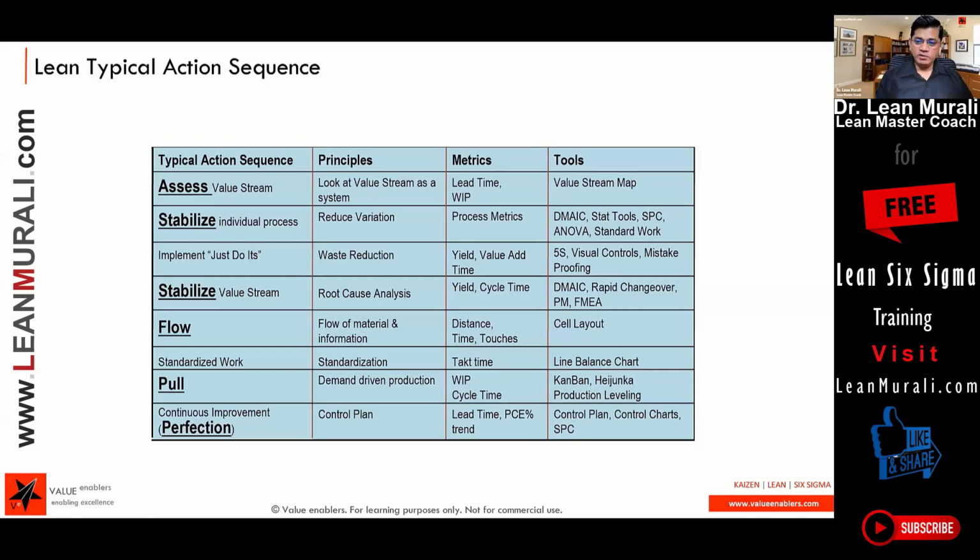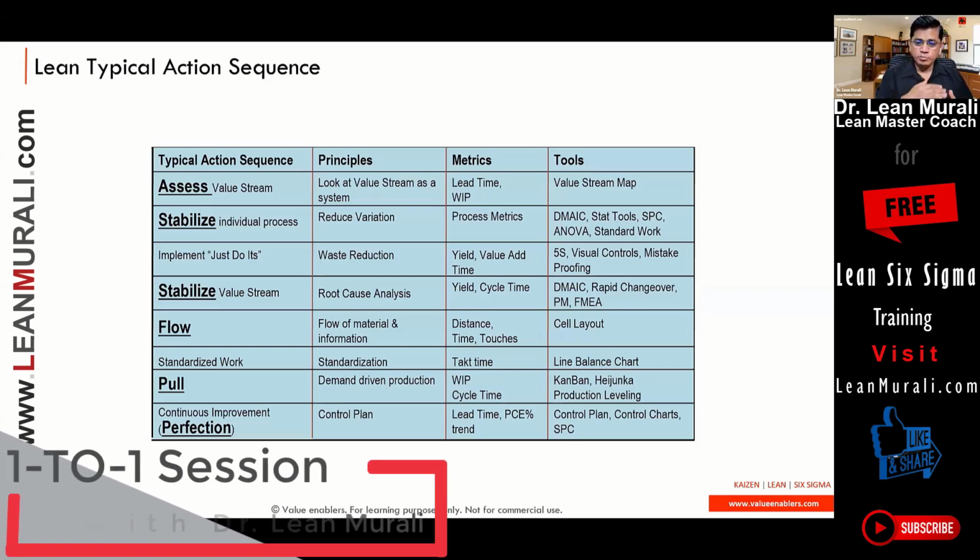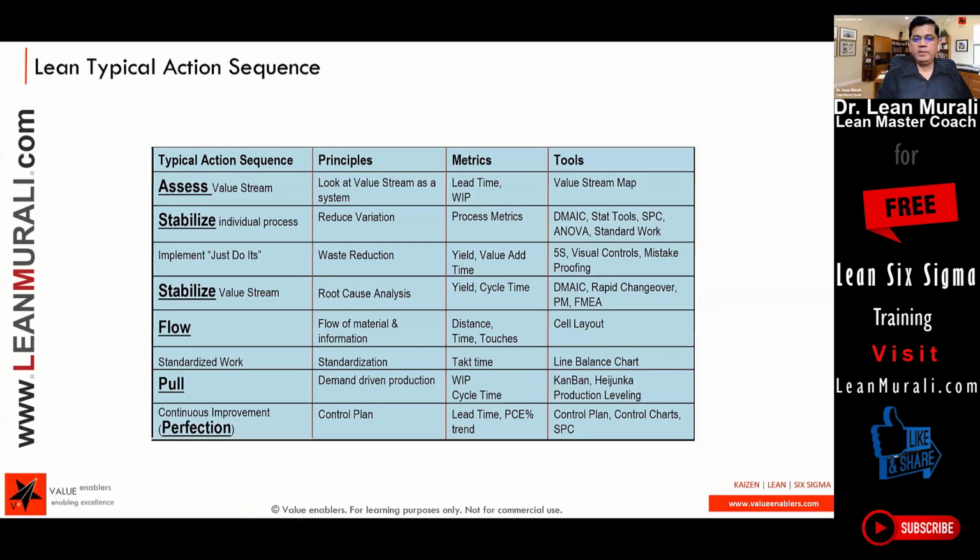So the point here is flow, security check. Okay, a flow. How smoothly the material is flowing and how the information is flowing. So you can use metrics like distance, times, number of touches and things like that. In manufacturing, we have cellular layout concepts that we use to ensure that the flow goes smoothly, because we call it spaghetti, it's crisscross, here and there.